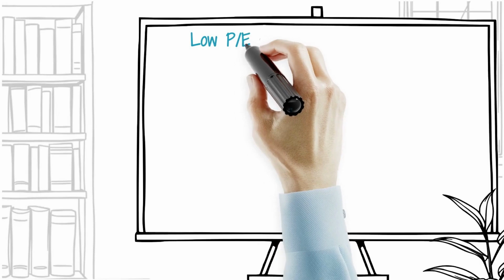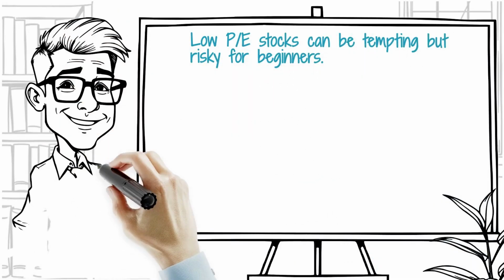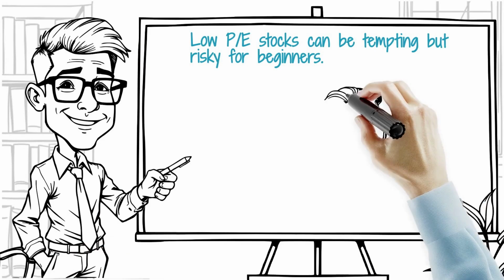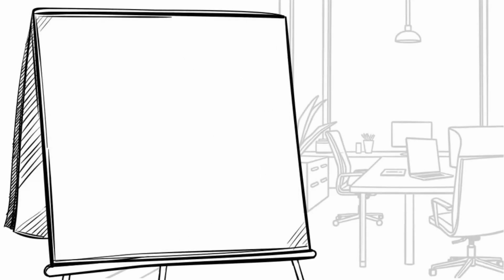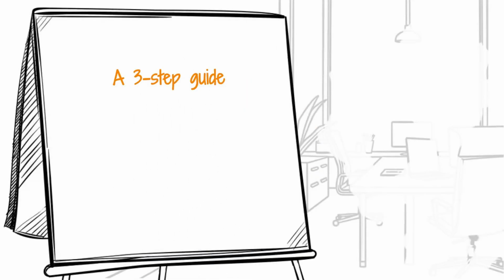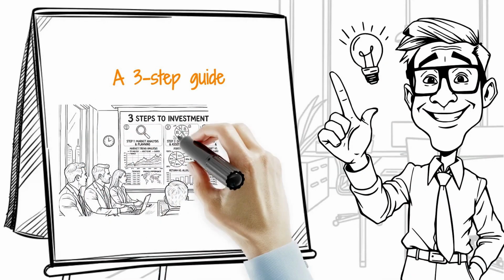Beginner investors often see a stock with a very low PE ratio and think they've found a bargain, only to watch the price drop another 50% after they buy. Today, I'm taking you behind the scenes of professional portfolio management to show you a three-step screening system that separates the winners from the traps.